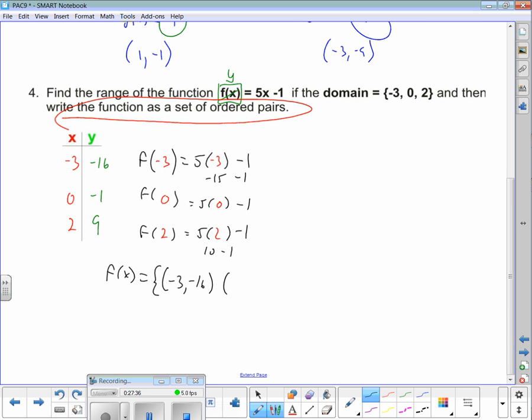All right, and then we're going to go to 0, -1, and then we're going to go to 2, 9, and then we're going to close with a brace, right? And that would be listing them. We'll list the function as a set of ordered pairs. That's the idea. That's the concept there. Not too tough. You'll see similar type problems in the homework.